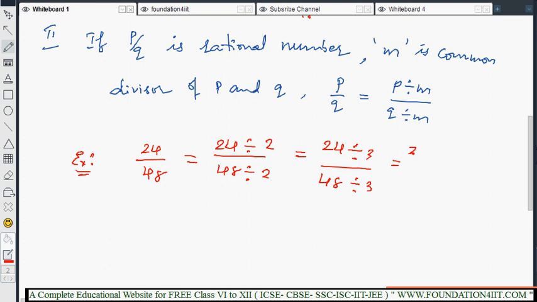Let's take some more examples. 24 divided by 12 by the same, 48 divided by 12. Now these are all equal. Let us simplify.